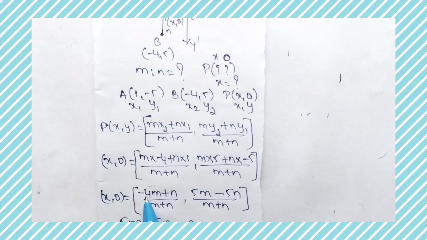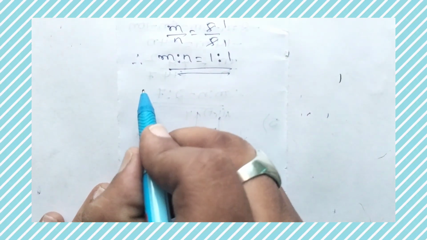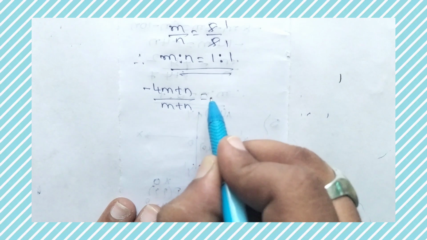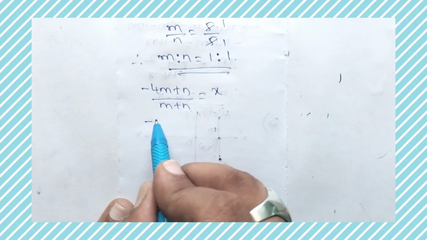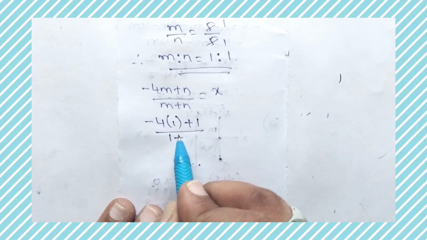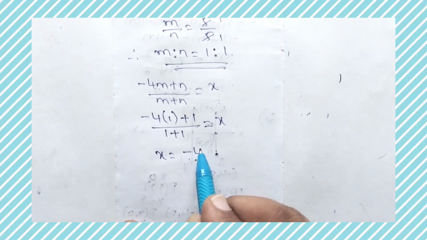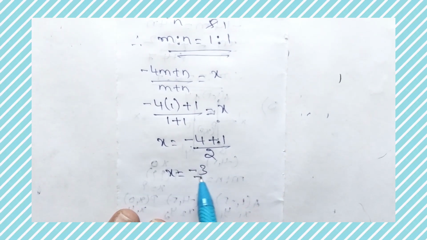Now we have to equate the remaining expression, which is (-4m plus n) divided by (m plus n), to x. So what is remaining? (-4m plus n) divided by (m plus n) should be equal to x. Now let us find x. We know m is 1 and n is 1. So minus 4 into m, that is 1, plus n, that is 1, divided by m, that is 1, plus n, that is 1. That is equal to x. So x is equal to minus 4 ones are 4, plus 1, divided by 2. So x is equal to minus 3 by 2.